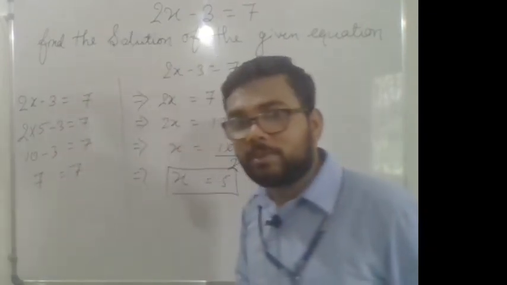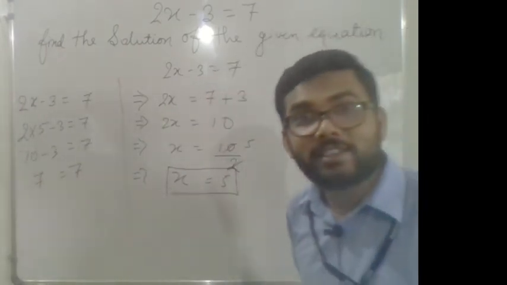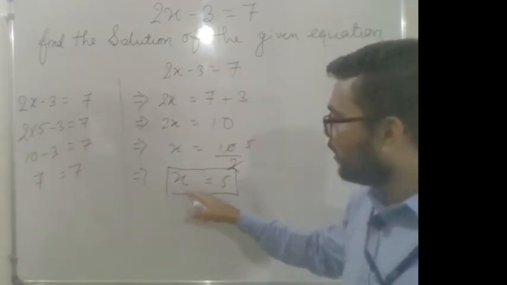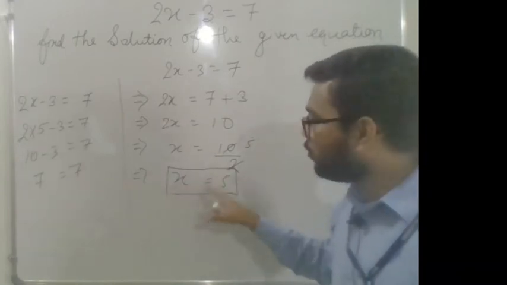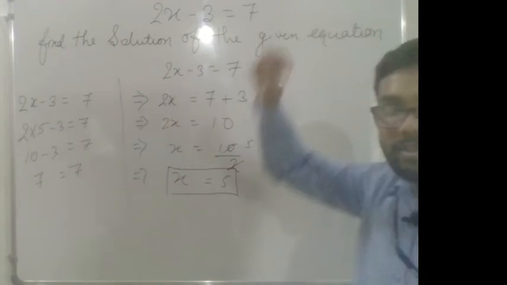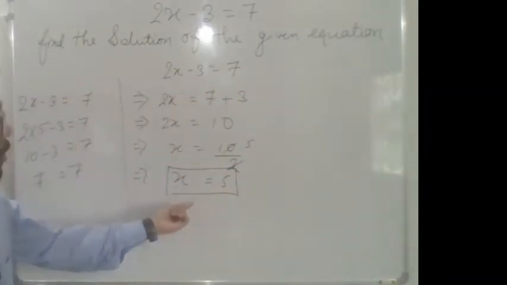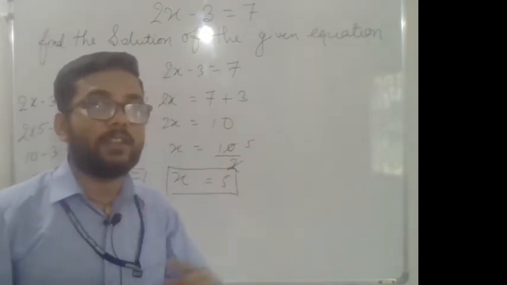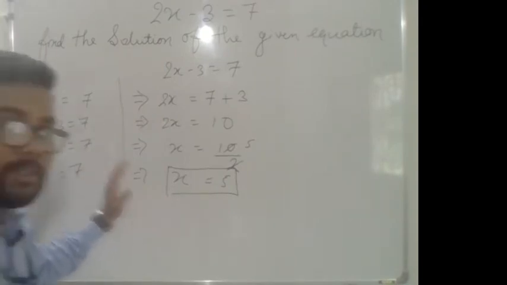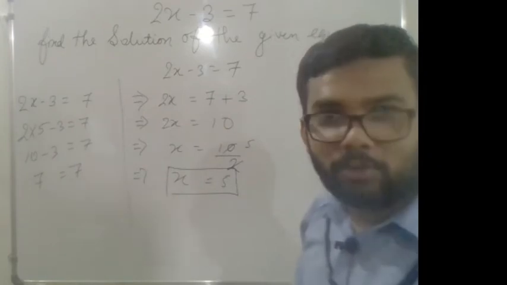So what you are observing is that the LHS part is equal to the RHS part. Why is it equal? Because when you get the solution, you get x is equal to 5, and when you put this value of x in this equation, you get LHS is equal to RHS. It means whatever value of the variable you have found is correct. If you do not get LHS equal to RHS, it means you got an incorrect value of the variable.